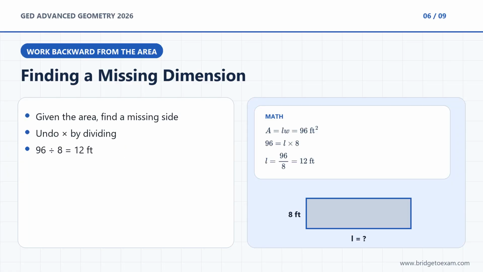Sometimes the GED gives you the area and asks for a missing side. We work backward by dividing. Suppose a rectangle has an area of 96 square feet and a width of 8 feet, and we want the length. Since area is length times width, we write 96 equals L times 8. To undo the multiplication, divide. 96 divided by 8 is 12, so the length is 12 feet.